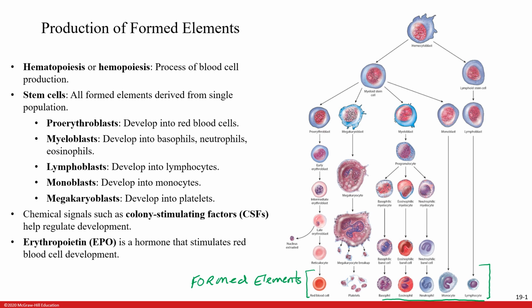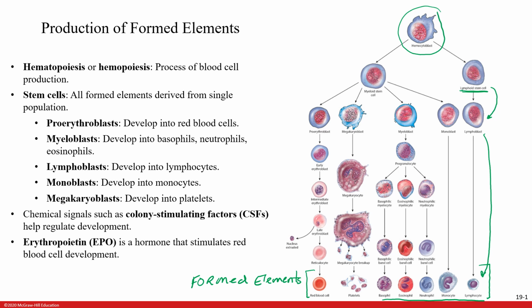The point of this figure is that all of these different cell types, all of these different formed elements, started as a hemocytoblast. And they go through a different series of reactions and conversions to become individual cell types. What drives that difference is a variety of different things, okay? So if this hemocytoblast converts into a lymphoid stem cell, that lymphoid stem cell is then going to differentiate into a lymphoblast, and that lymphoblast is going to differentiate into a lymphocyte.